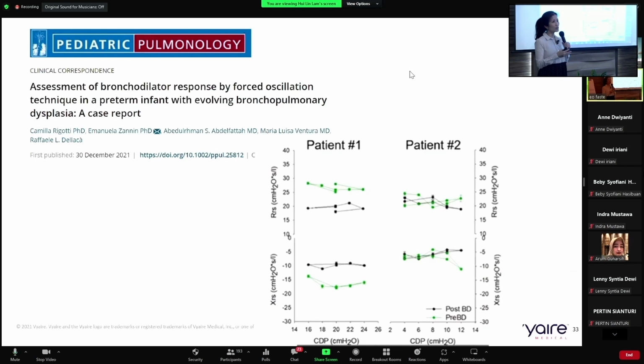So not only when we are doing recruitment maneuvers can we do FOT, but also to assess patients' response to therapy like bronchodilators or steroids. You can also use FOT to see whether the patient is a responder or not.